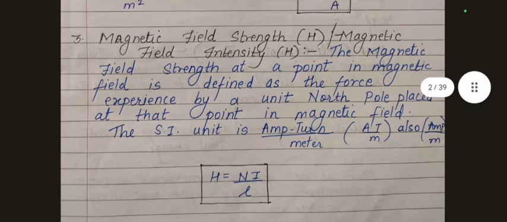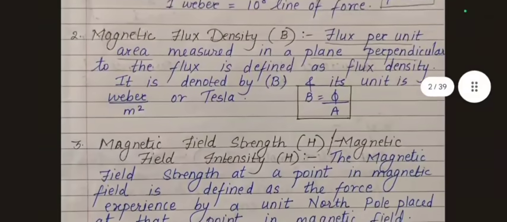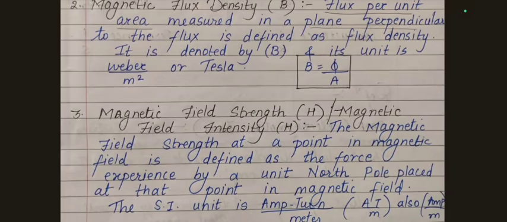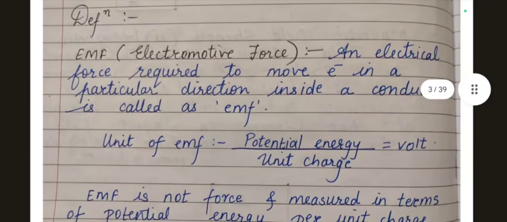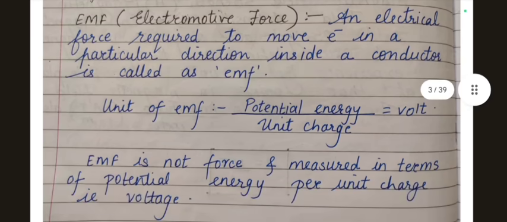I hope you understood these definitions of magnetic flux density and magnetic field strength. Let us see what is next. Yes, EMF. We have learned EMF. It is related to electric circuit, but we have to know this because the further concept is related to it. So first understand what EMF is. It is electromotive force. Then what is its definition?